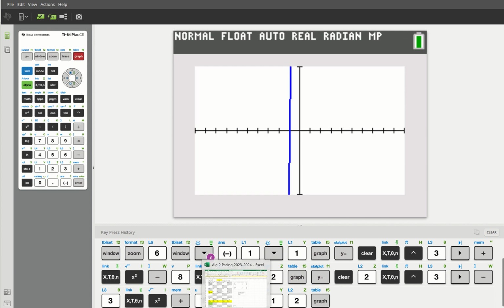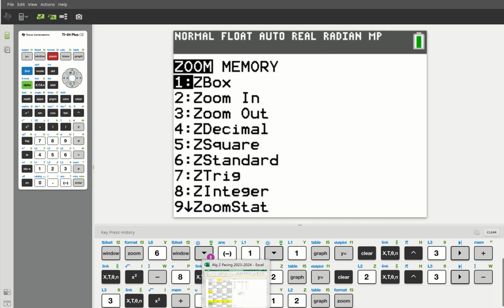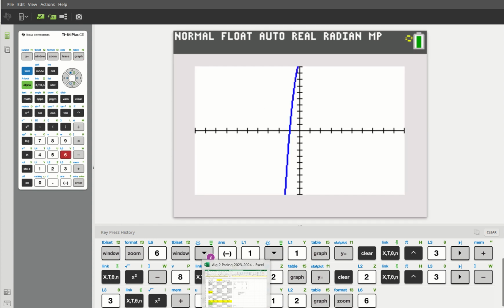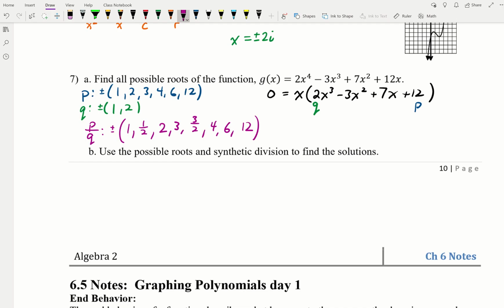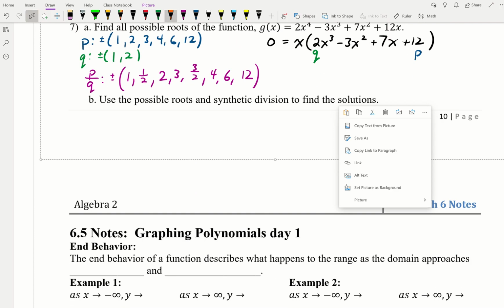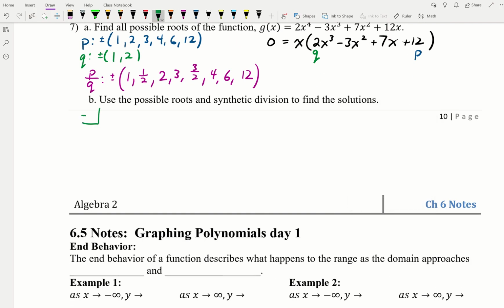All right, and now let me go ahead and zoom out here real quick just so you guys can kind of see. So our graph, we can only see part of it, and it only appears to cross at -1. So that tells me I'm going to do synthetic division with -1, and I'm going to use what's in the parentheses here. So it's 2, -3, 7, and 12.